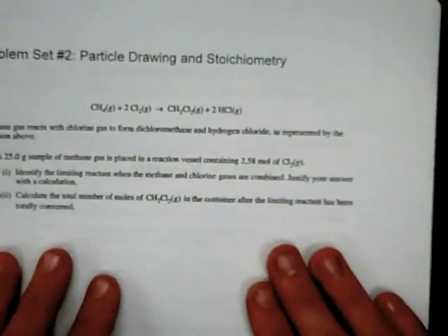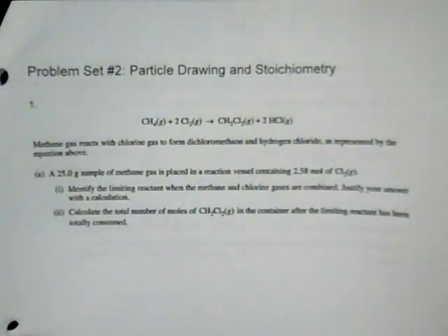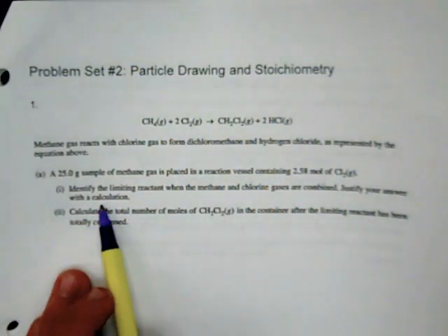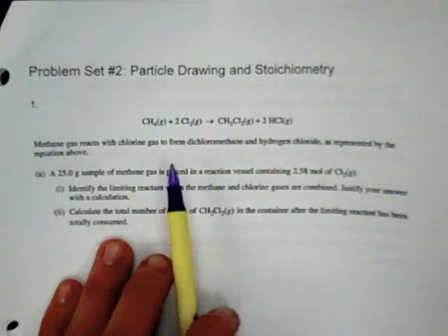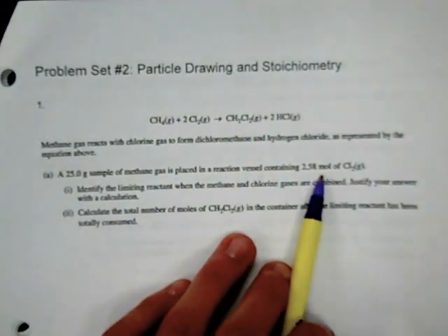Okay, so this is like a warm-up stoichiometry question. It says methane gas reacts with chlorine gas to form dichloromethane and hydrogen chloride, as represented by the equation above. A 25-gram sample of methane gas is placed in a reaction vessel containing 2.58 moles of chlorine.